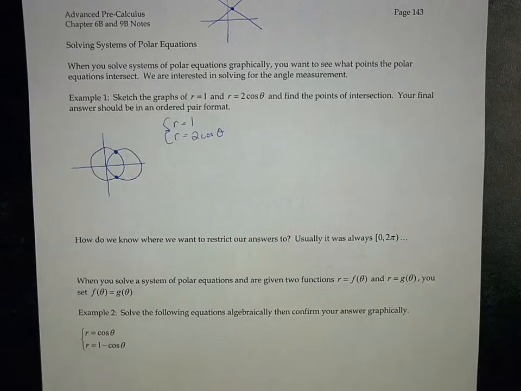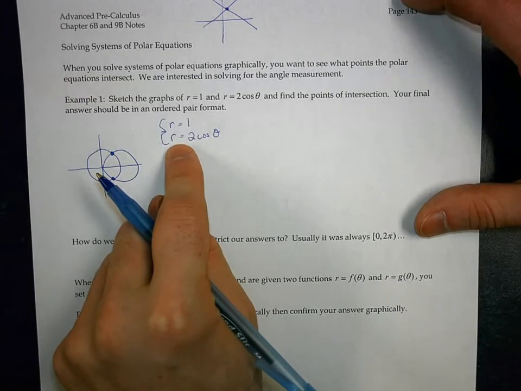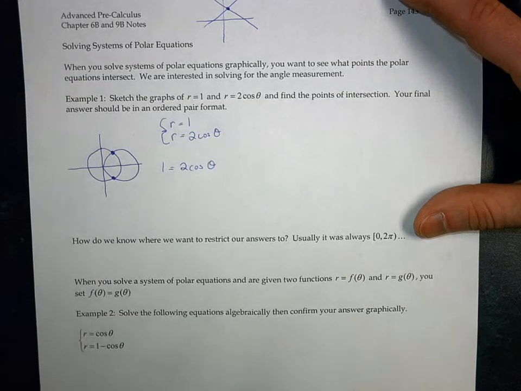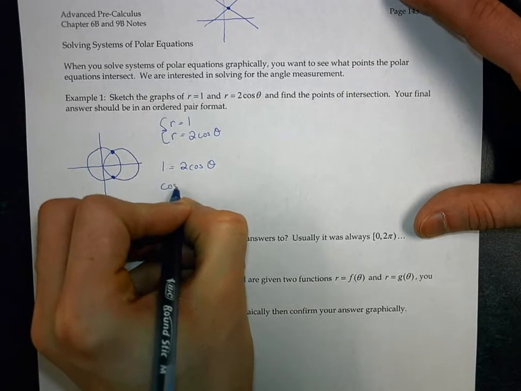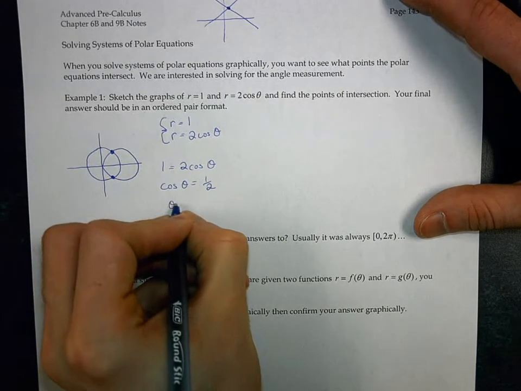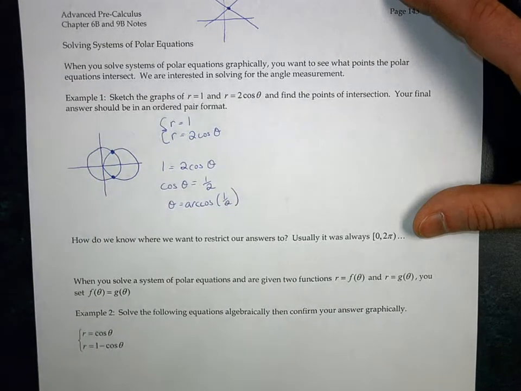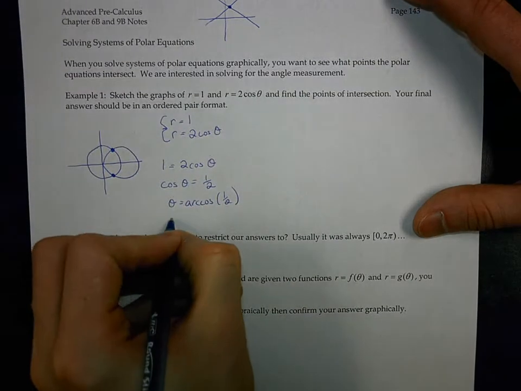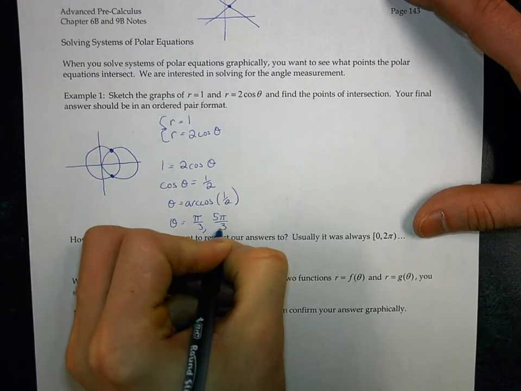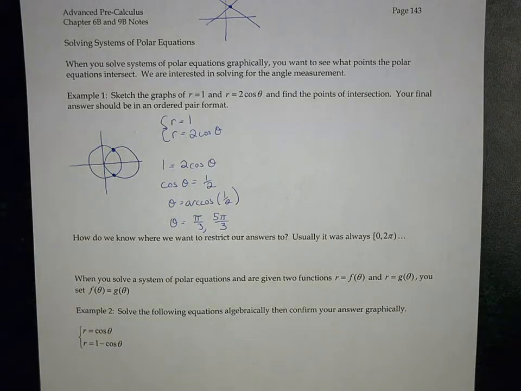Let's do substitution. Here I know r equals 1, so let's plug 1 into the second equation. 1 equals 2 cosine of theta. So the cosine of theta is 1/2. To solve for theta, we take the arc cosine of both sides. And the arc cosine of 1/2 is pi over 3 and 5 pi over 3. So those are the angle measurements.